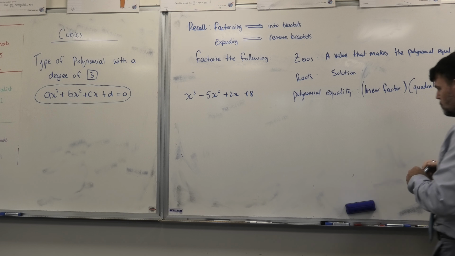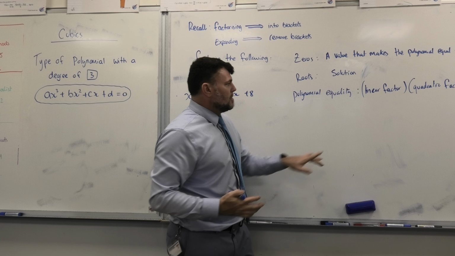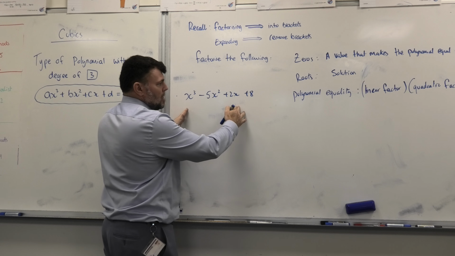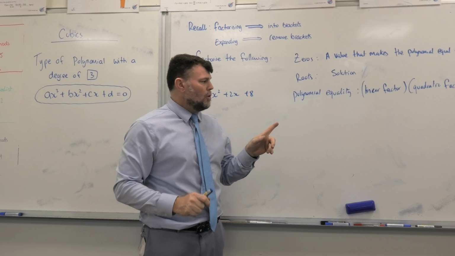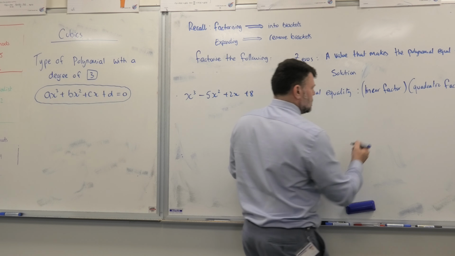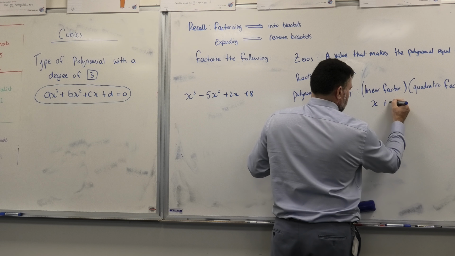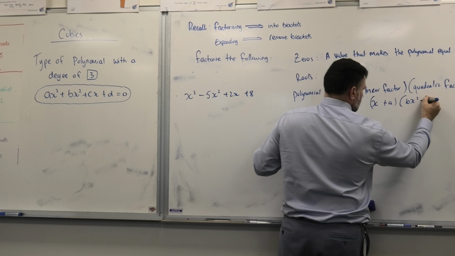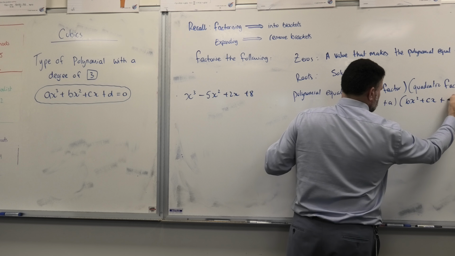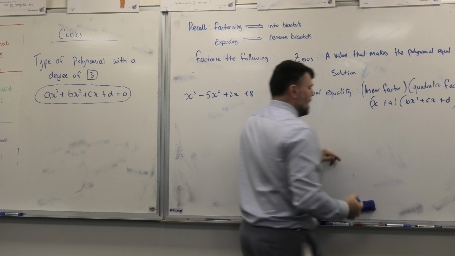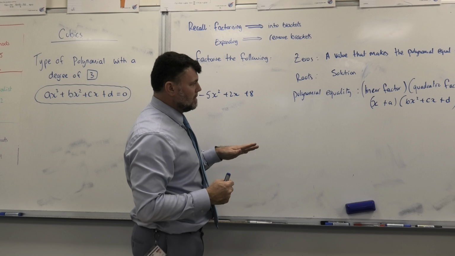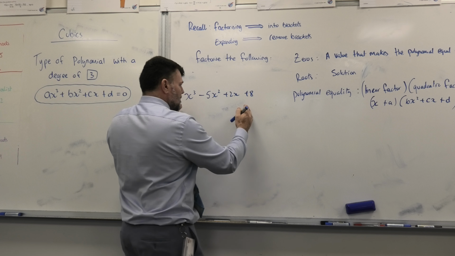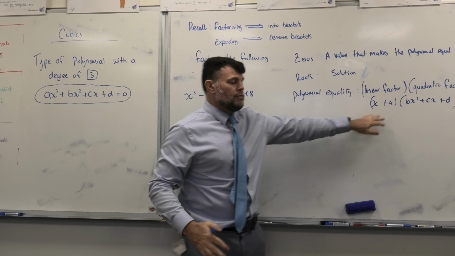So basically what we're doing here is we're just equating the product of these two against what the original function is. But the key here is we don't know what these values are. So we could have x plus a multiplied by bx squared plus cx plus d. And by using polynomial equality, I can equate these parts against what I have here to work out what these unknown variables are going to be.